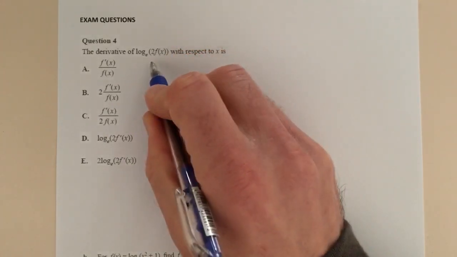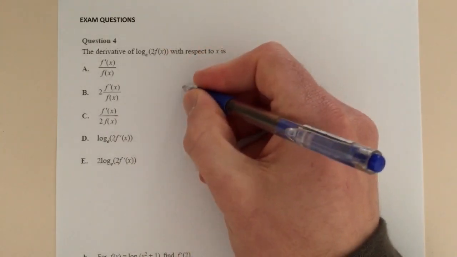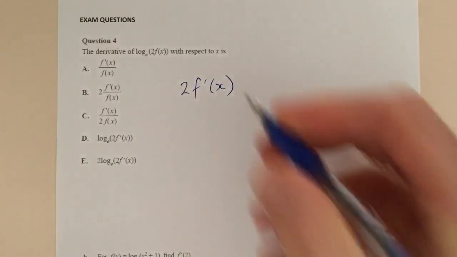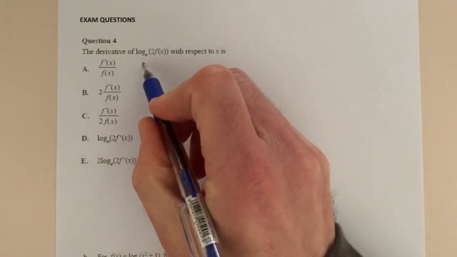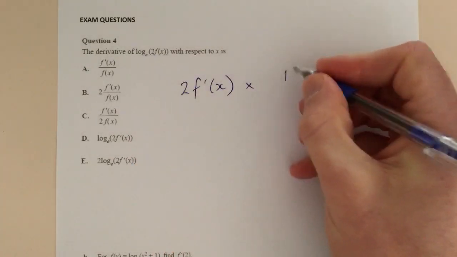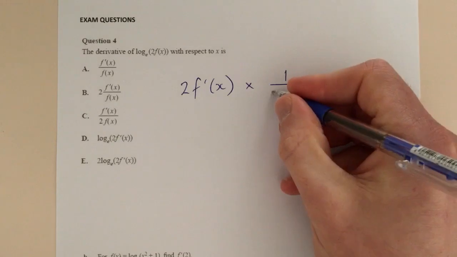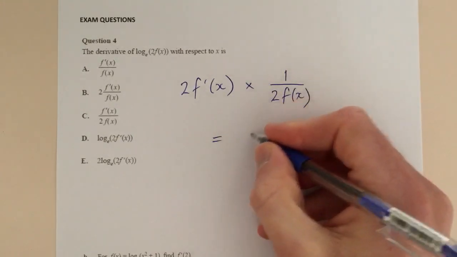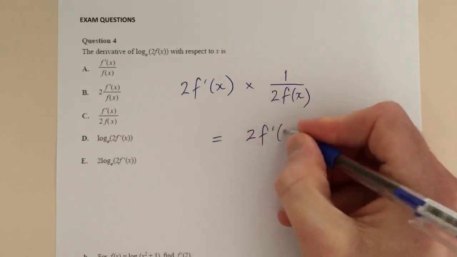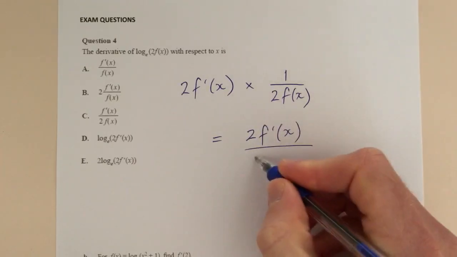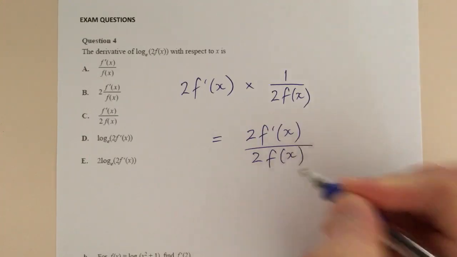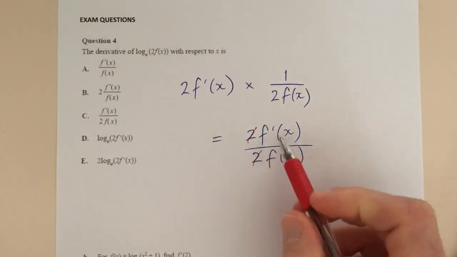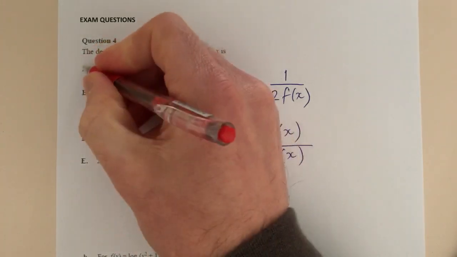So the derivative of 2f of x would just be 2f dash of x multiplied by, well, log e of something differentiates to 1 over that thing, so 1 over 2f of x. And if we bring both of those things together, we get 2f dash of x over 2f of x, and those 2's would cancel, so hopefully we've got an option here that's got f dash x over f of x, and yep, we do. It's option A.